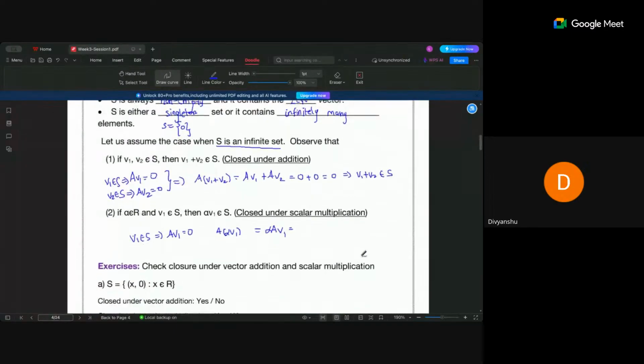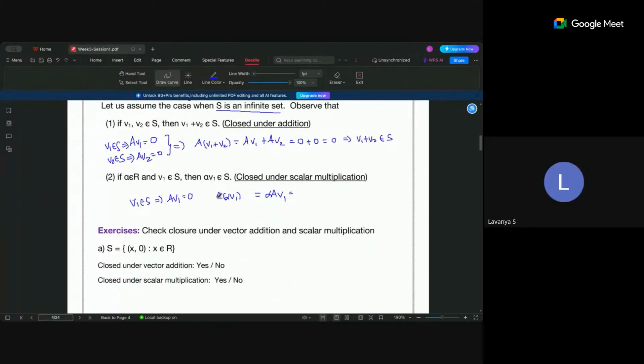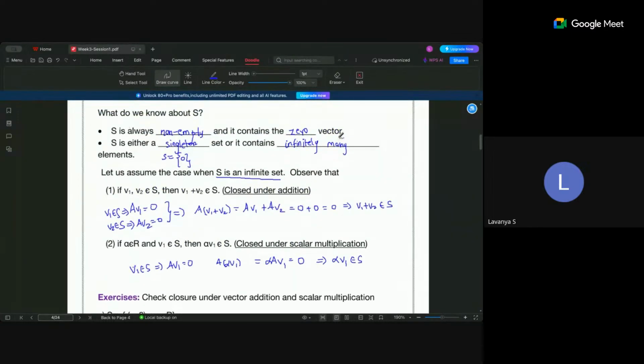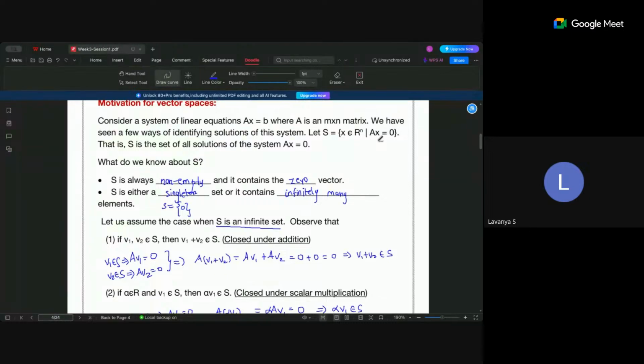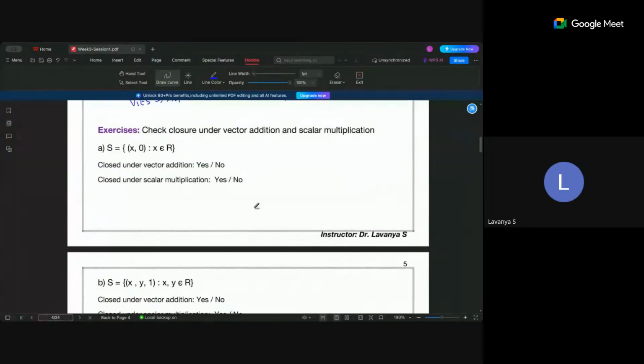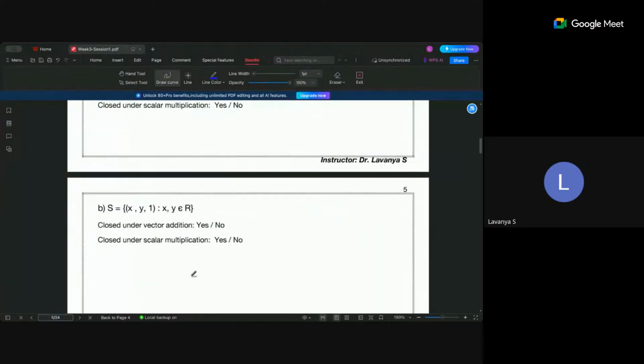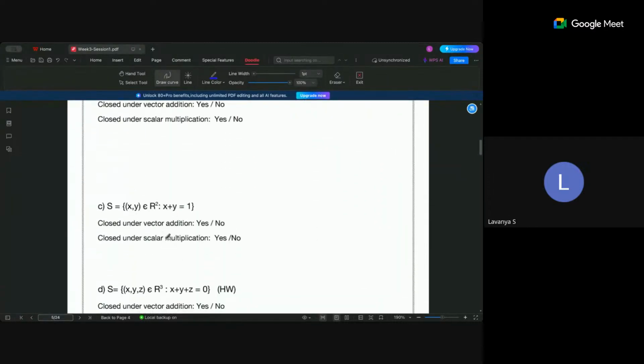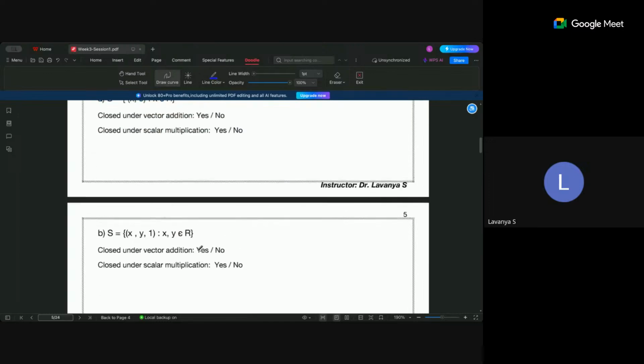Here you see that A times alpha V1 is equal to alpha AV1, and AV1 is equal to 0. So it means alpha V1 is also in the set S. It means this set S is closed under scalar multiplication. There are several sets like this which have the property that they are closed under vector addition and scalar multiplication.